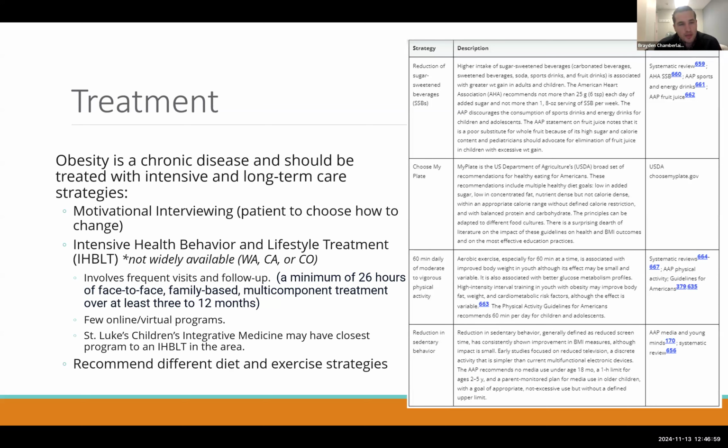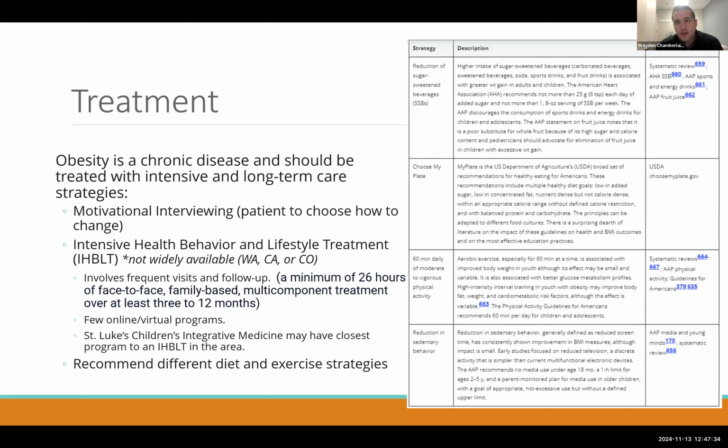And then moving beyond that, the AAP article does recommend different diet and exercise strategies. I'm going to go through a number of these because there are actually quite a few. And I will say up front that the AAP article recognizes that all of these have shown some benefit, but they don't clearly see one that sticks out as better than the other. So these are all available in the AAP article, but I'm going to go through a little bit of each of them here today.